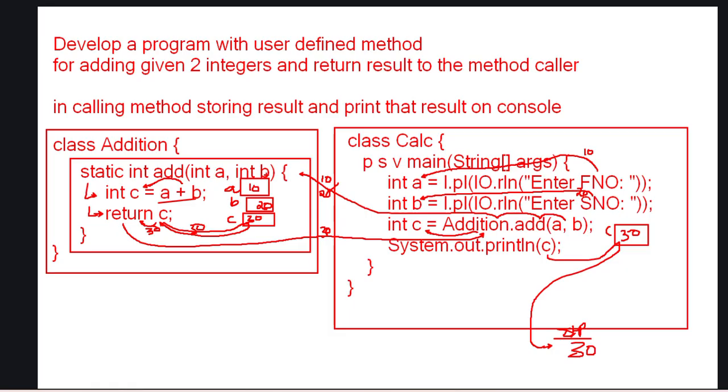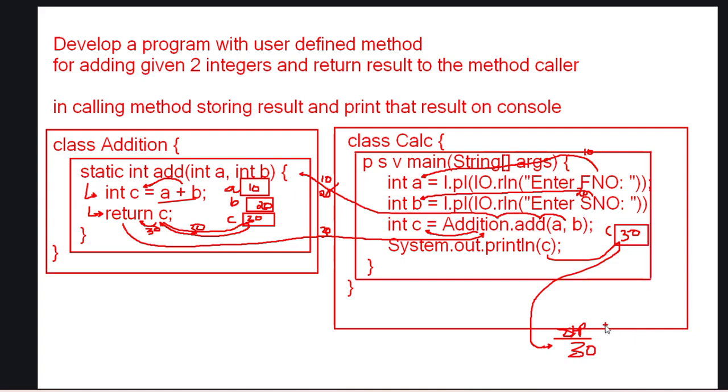Sir, here the parameter names are A and B, and in the main method the names are also A and B. I'm confused, sir. What are you confused about? Who asked you to be confused? In your pocket 10 rupees is there, in my pocket also 10 rupees is there. Your 10 is your 10, my 10 is my 10. Why are you confused?